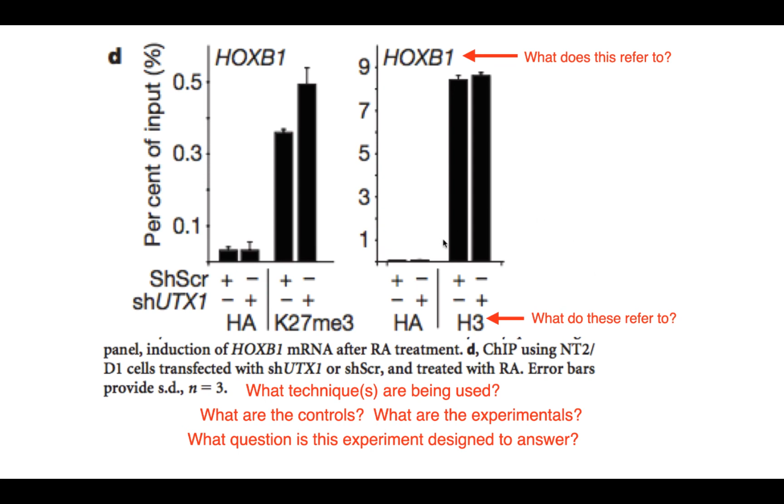Here's another control. We do that same experiment, and we see that regardless of whether we are knocking down UTX or not knocking down UTX, we have the same amount of histone H3 bound to the promoter of HOXB1. The same amount of histone H3. So we know that we're not changing the amount of histone H3 sitting at this promoter. So what are we changing? Well, look at this.